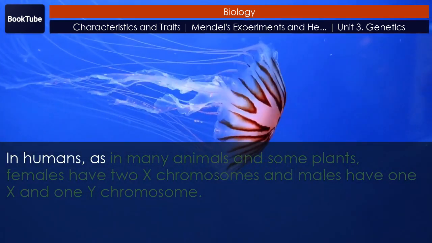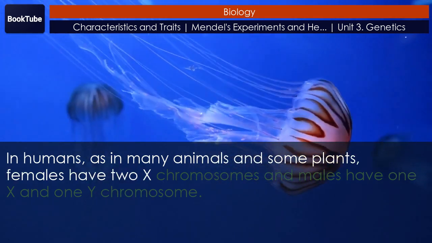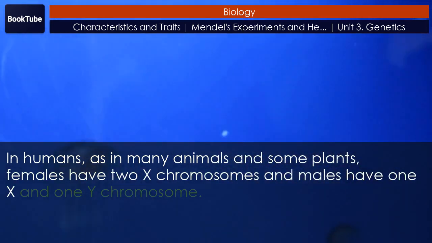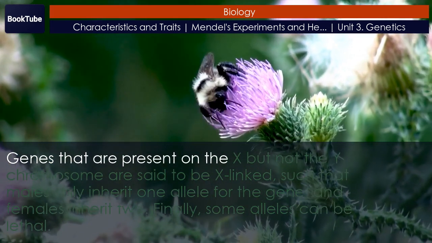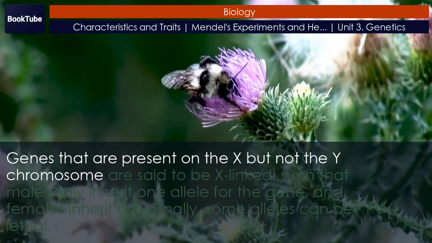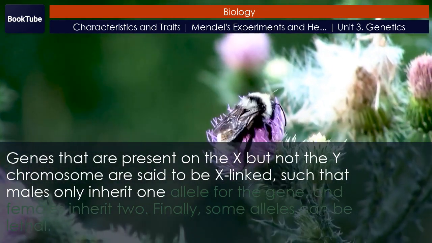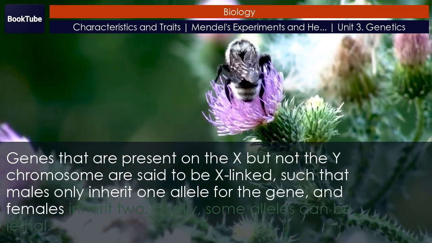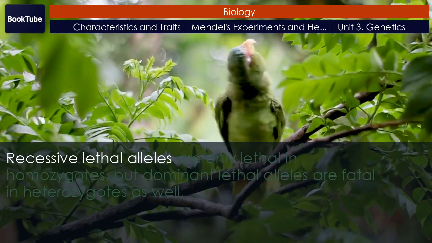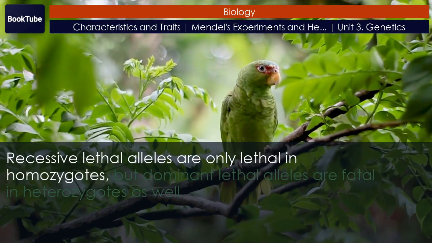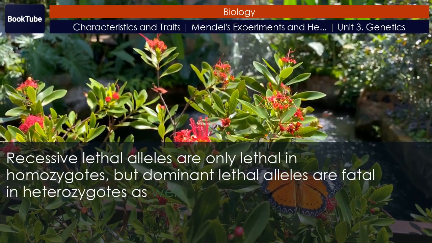In humans, as in many animals and some plants, females have 2 X chromosomes and males have 1 X and 1 Y chromosome. Genes that are present on the X but not the Y chromosome are said to be X-linked, such that males only inherit 1 allele for the gene, and females inherit 2. Finally, some alleles can be lethal. Recessive lethal alleles are only lethal in homozygotes, but dominant lethal alleles are fatal in heterozygotes as well.